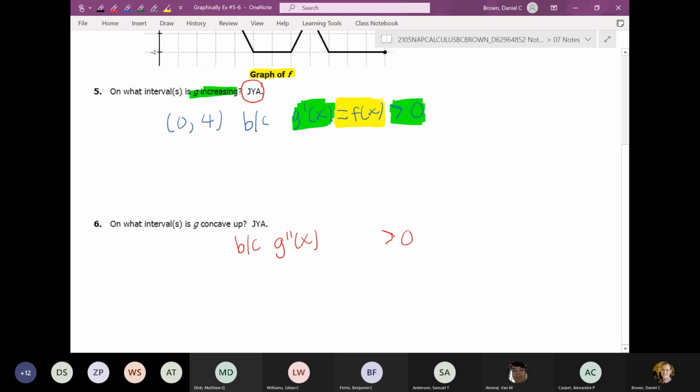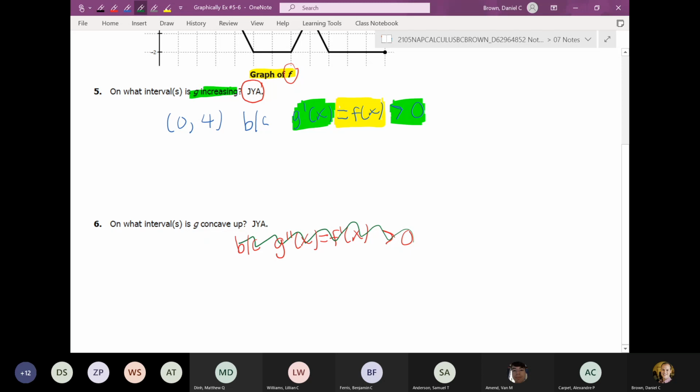So we know that it would be concave up when g double prime of x, which is equal to f prime of x, is greater than 0. But there's something wrong with that statement. The graph we have is of f, so I can't really use f prime to justify my answer. So I do want to think of an equivalent statement I can say. I did that just to show you what the wrong one would be.